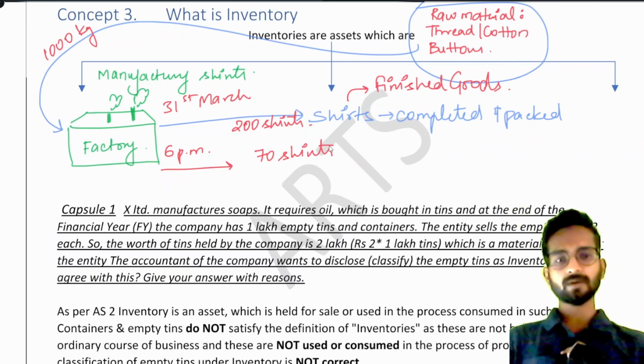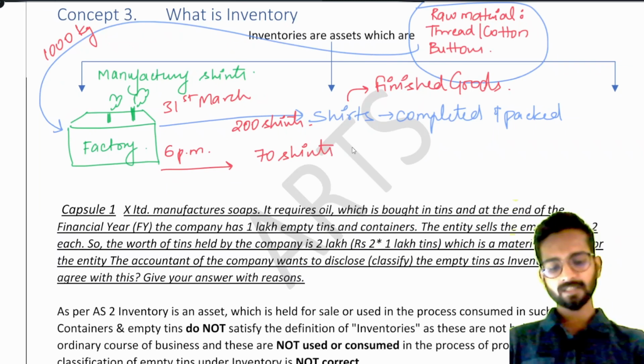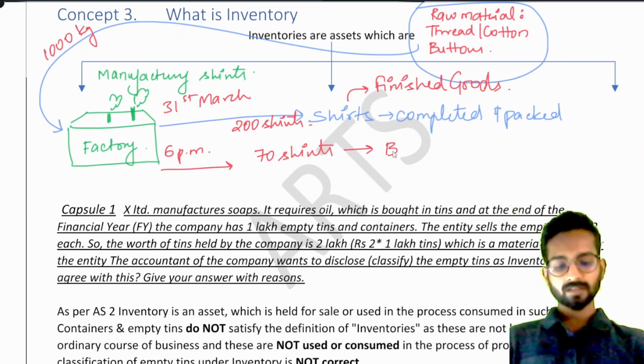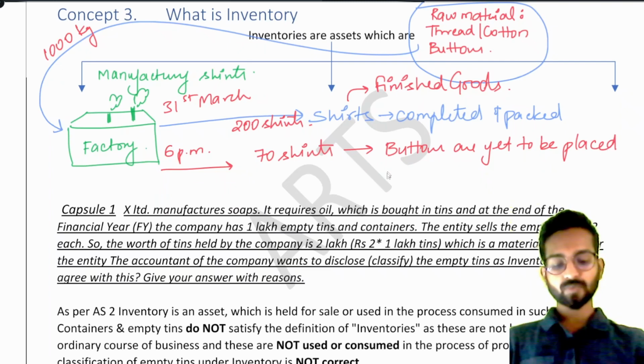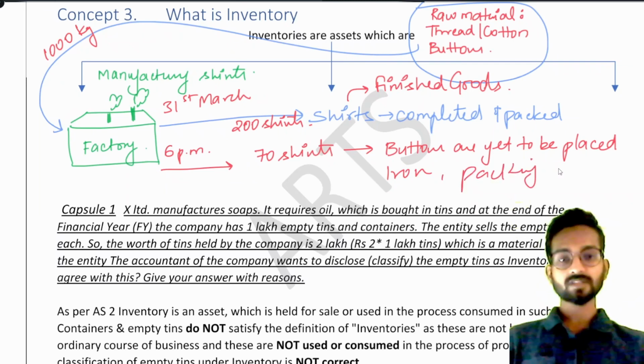Sir, what do we mean by not completely done? See, they are saying for 70 shirts, buttons we have not put. Buttons are yet to be placed. Okay, and buttons are not put and the shirts are not ironed properly and packing is also not done. So what is done? They are saying we have stitched the shirts, stitching is complete, but putting the buttons, ironing the shirts, packing, all that is pending.